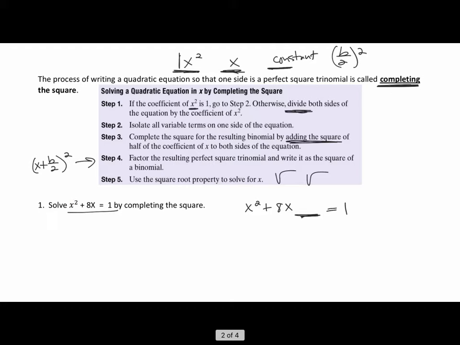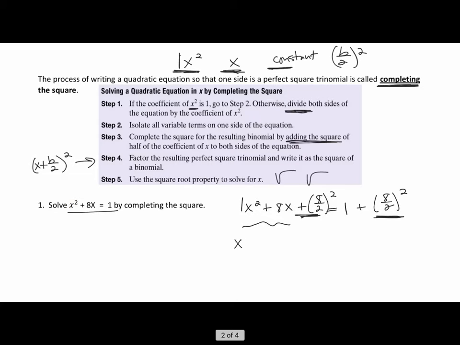So first thing we do is make sure there's no coefficient for the x squared term, and that's true. Then we want just the variable terms on the left side, that's true. And then we're going to add our own constant, which is half of 8 squared. So we're going to add half of 8 squared to both sides to stay equivalent, right? What we do on one side, we do on the other side.